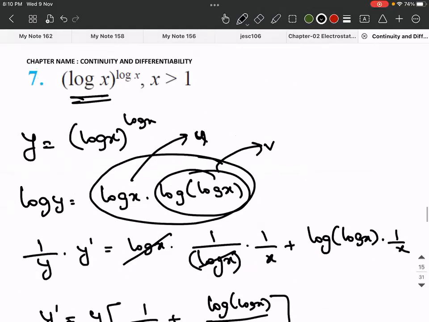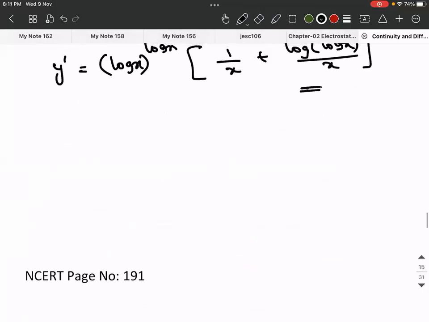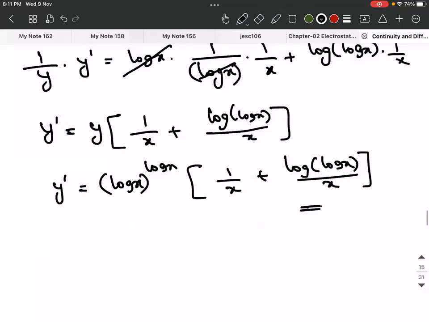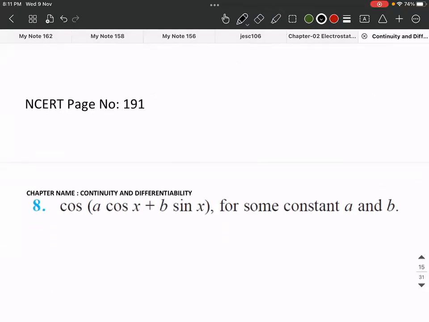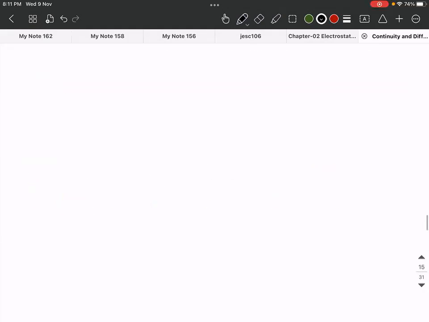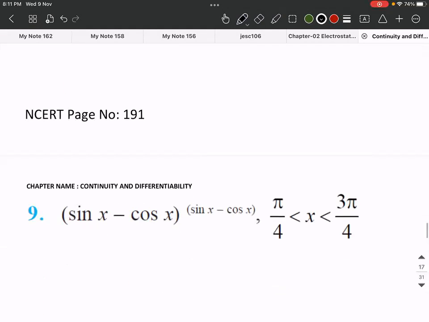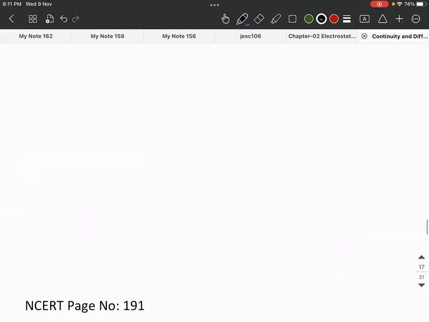So 7th one, I hope it's clear, right? For the 7th one, there is only one method. Shall we do one last problem before winding up? It's a simple one.